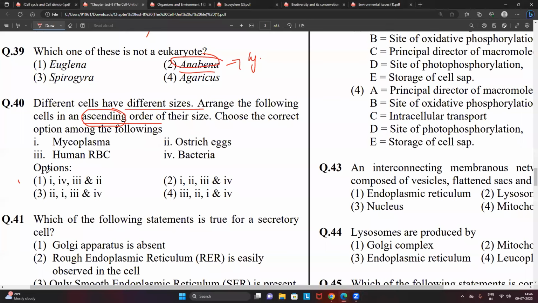Okay, good. No. You are not understanding the question. Okay, every one of you think once again. Once again, think the question number 40.